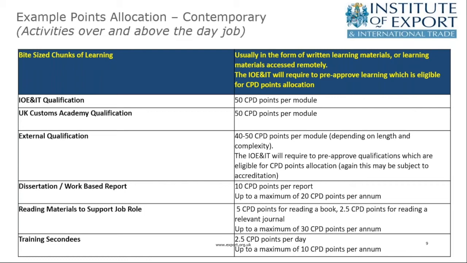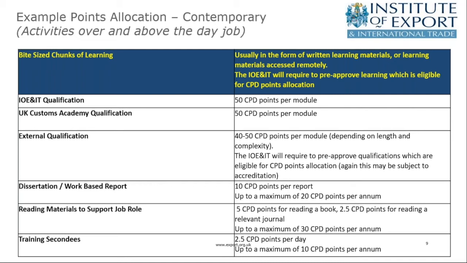If you do a dissertation or work-based report, you can claim up to 10 CPD points per report, but that again is a maximum of 20 CPD points per annum. So again, if you're doing a project or work-based report, you can claim. If it's reading materials to support your job role, you can claim. So for example, a book, an article, and a magazine. And we'll look at examples shortly of how you would submit that information when you're making your CPD claim. The maximum there is 30 CPD points per annum.